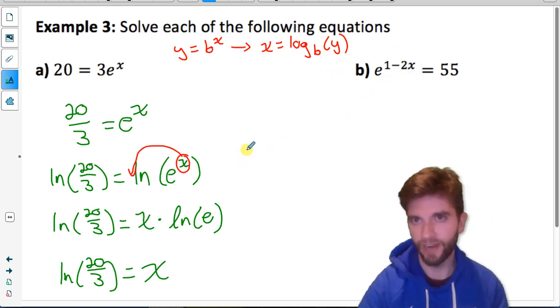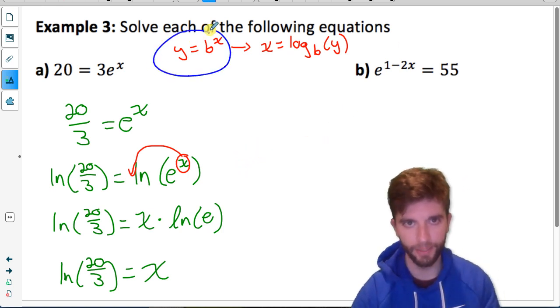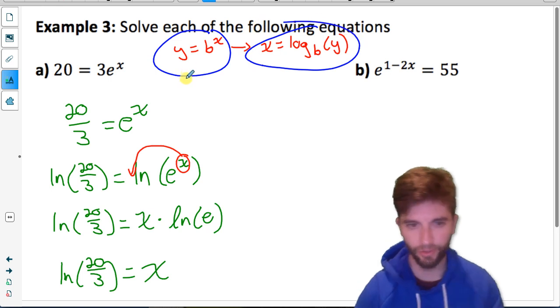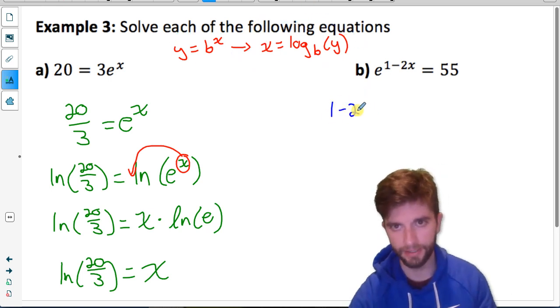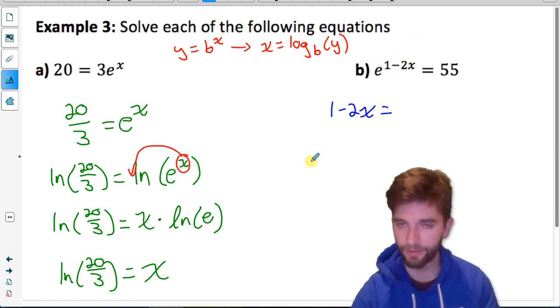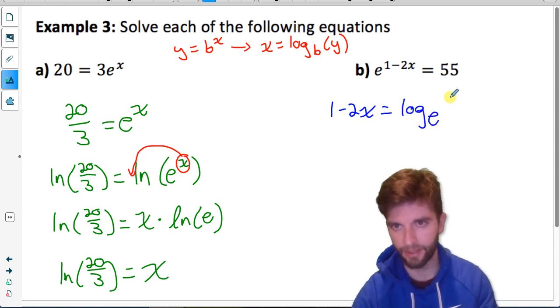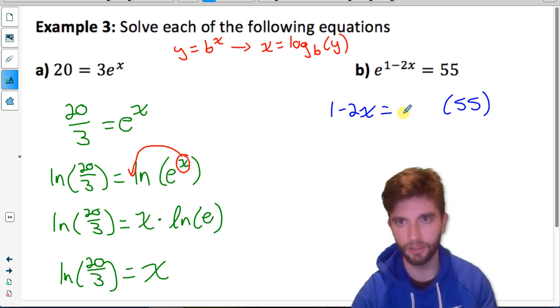So if we're going to solve for x, let me transition this to logarithmic form. So right now I'm here, I want to change it to this. So the exponent is going to be the answer to the log, so 1 minus 2x equals, so I'm looking for what exponent I can put on e to get 55. So I can ask the calculator for that by doing log base e of 55. But you don't write log base e, that's the natural logarithm, so you just write ln. So 1 minus 2x equals ln 55.